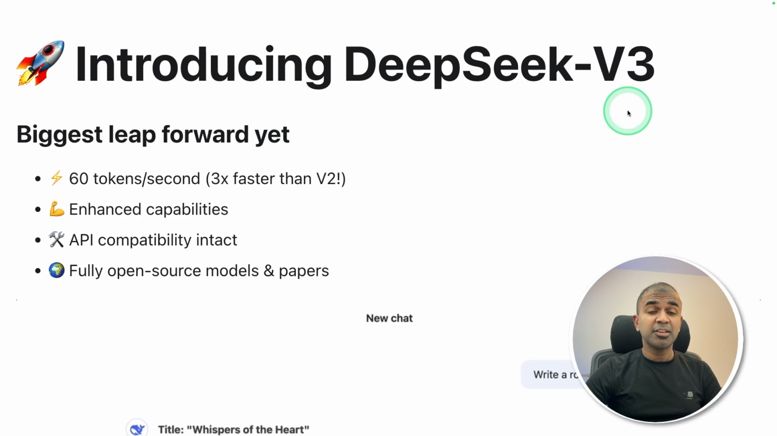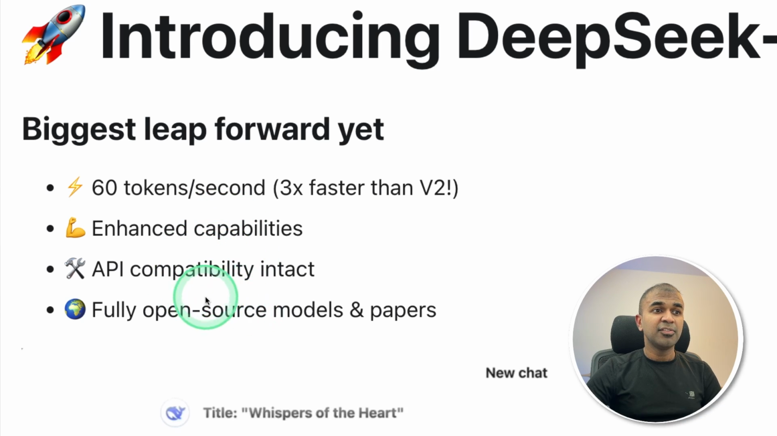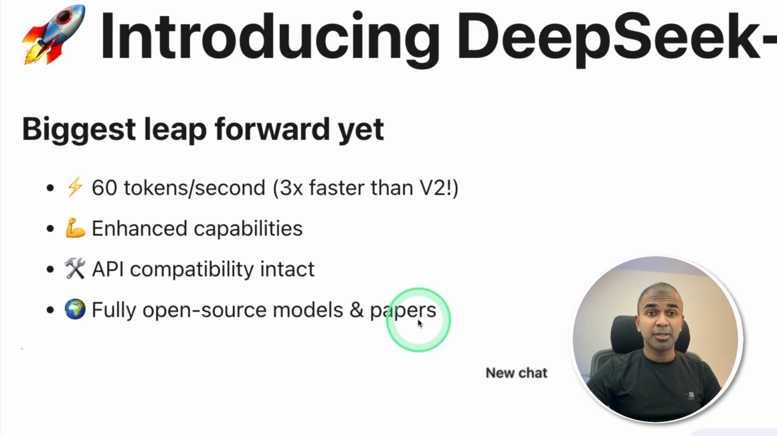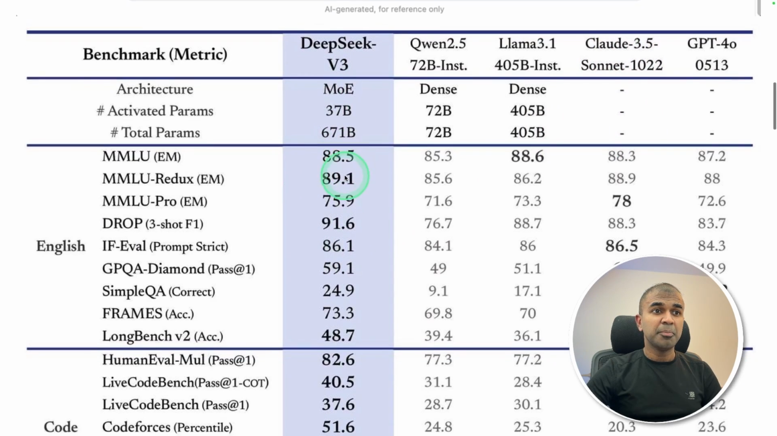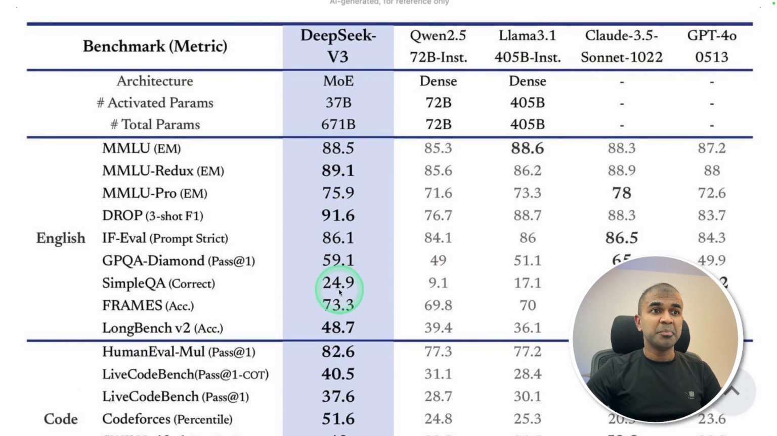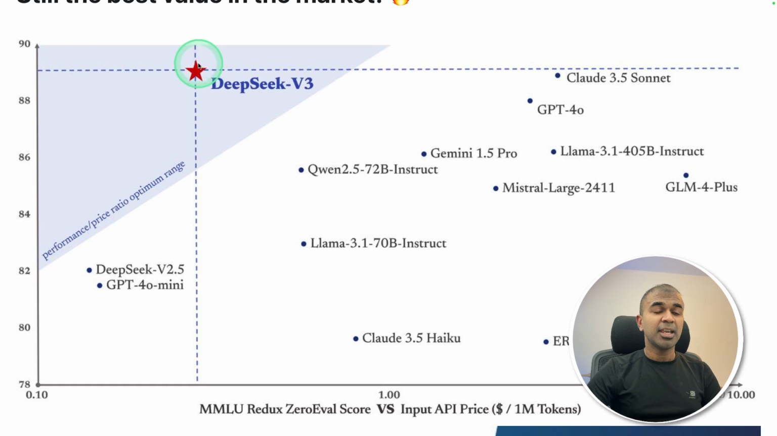Introducing DeepSeek version 3, 3 times faster than version 2, enhanced capability, API compatibility intact, full open source models, and also a paper. This is on par with Claude 3.5 Sonnet and also beating Claude 3.5 Sonnet in many of these benchmarks. It is a huge model, 671 billion mixture of experts model with 37 billion active parameters, trained on 14 trillion high quality tokens.